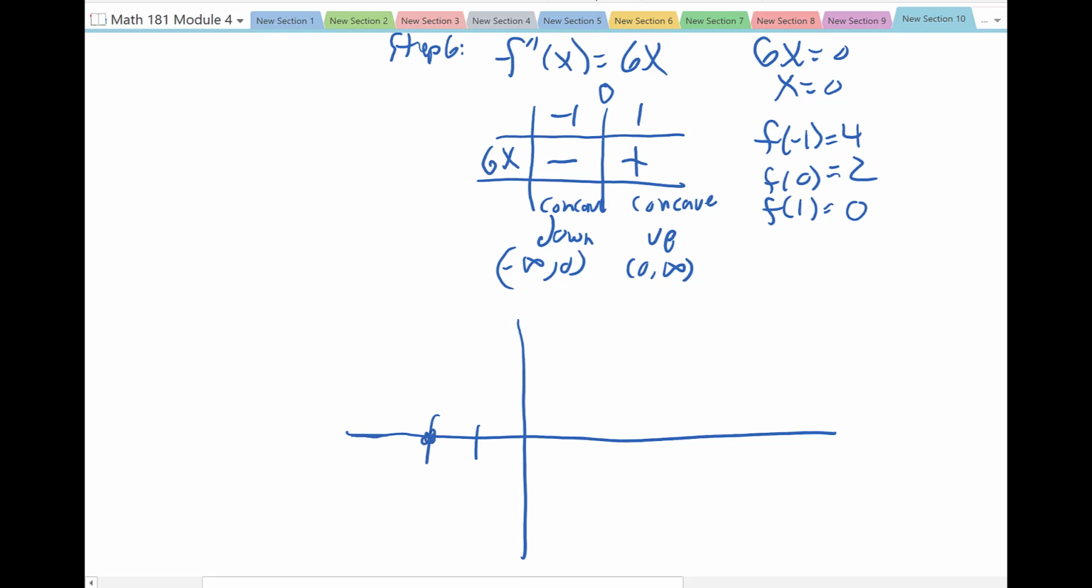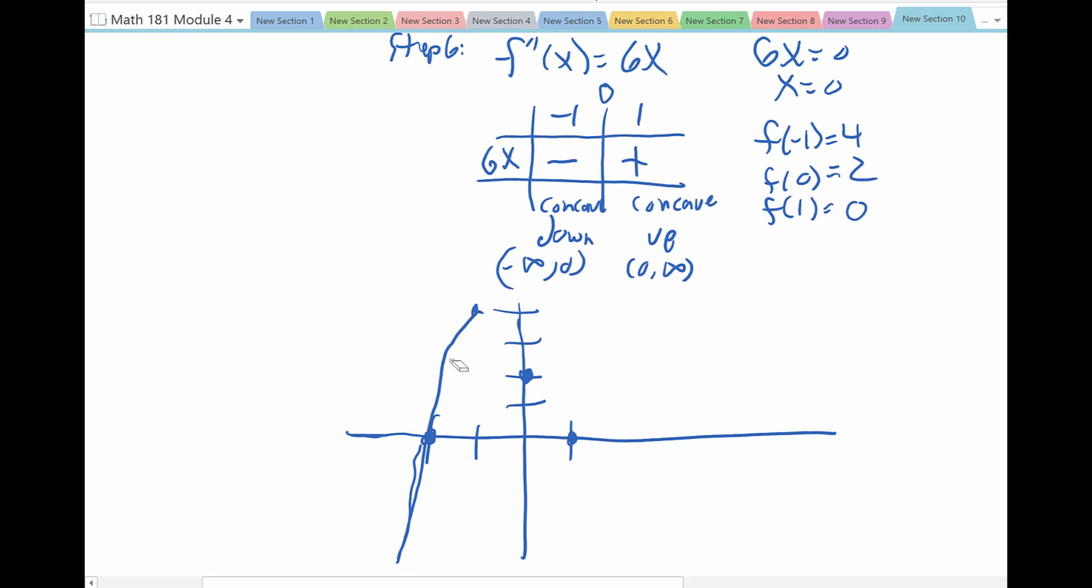We know that 2 was an intercept. To 0, we know that 0, 2 is an intercept. And we know that 1 is an intercept. And so it's going to be coming up. It's going to peak here at 1, 4. It's going to come up, peak at 1, 4.